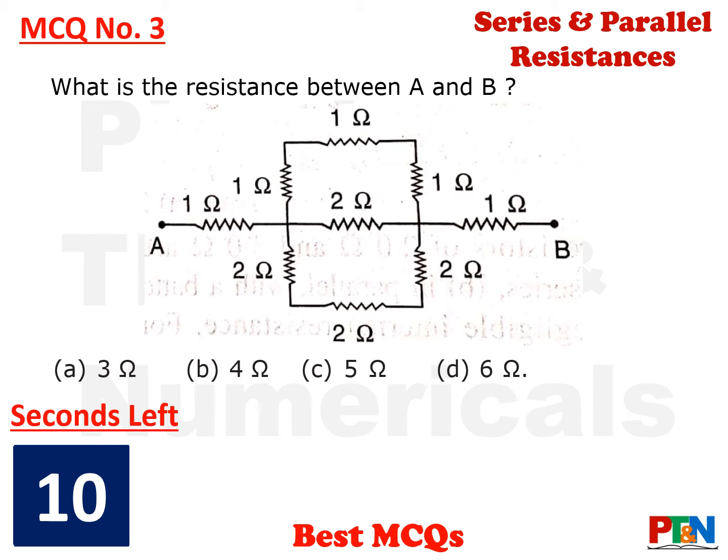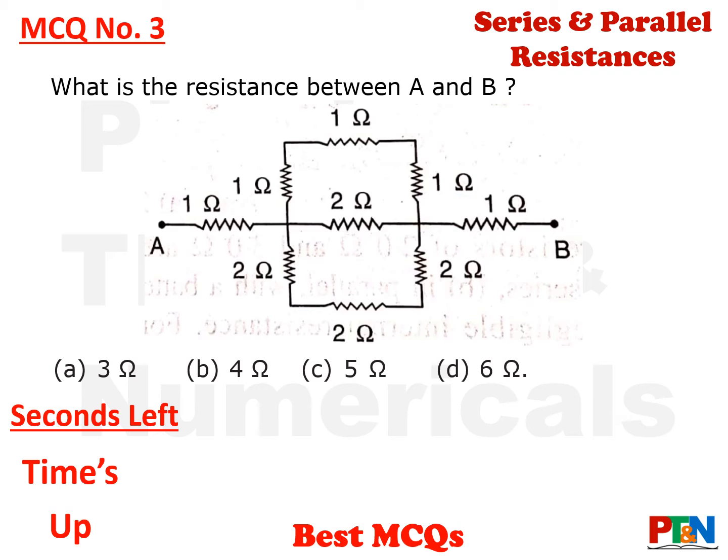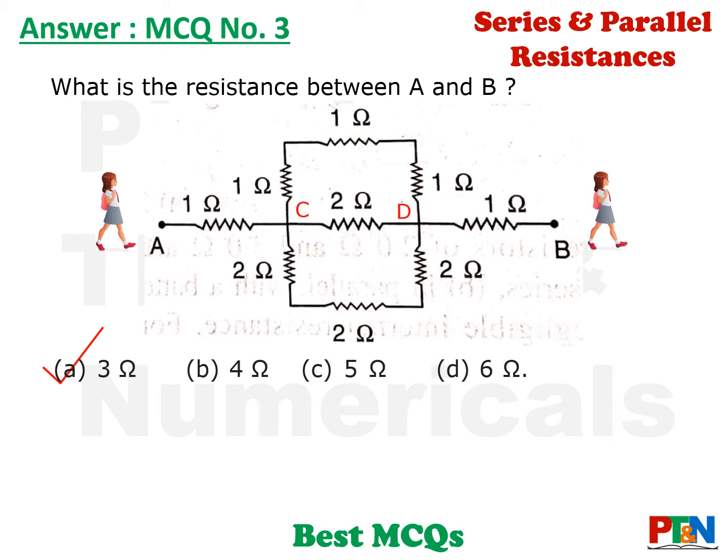Next MCQ. What is the resistance between A and B? 4 options, 10 seconds time for you. Easy one. Your time starts now. Time's up. The answer is 3 ohm.